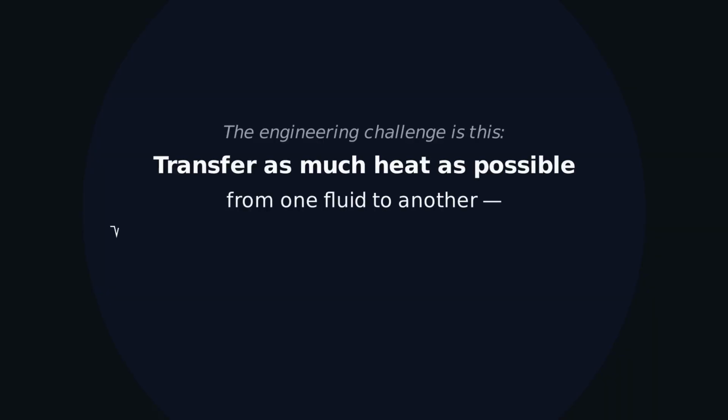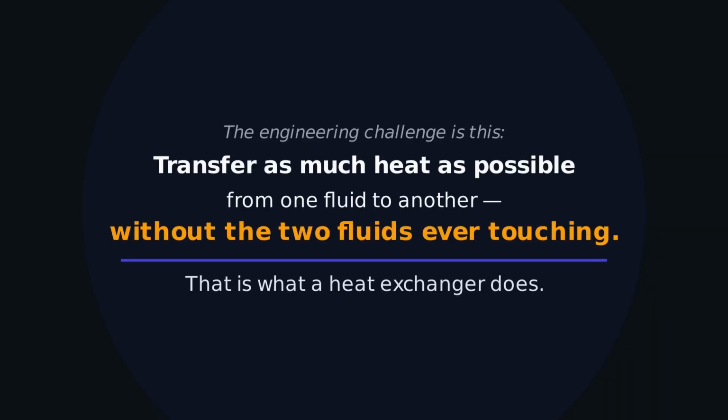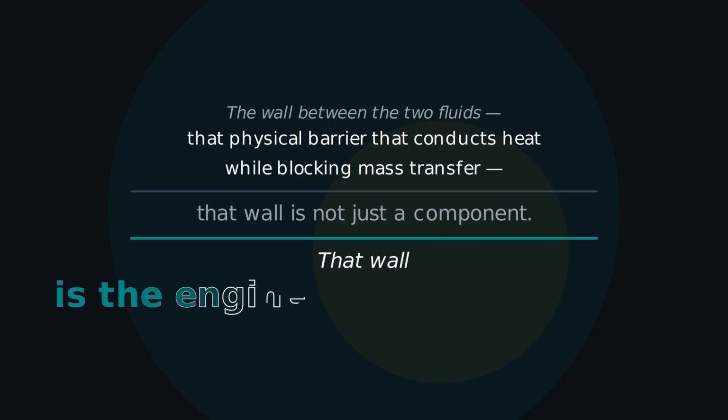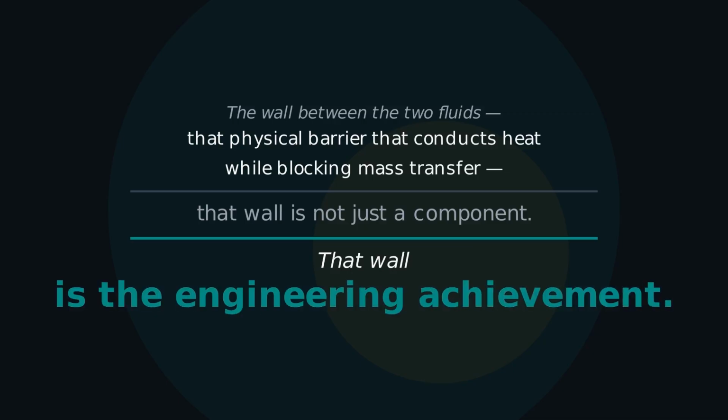The engineering challenge is this: transfer as much heat as possible from one fluid to another without the two fluids ever touching. That is what a heat exchanger does. And the wall between the two fluids, that physical barrier that conducts heat while blocking mass transfer, that wall is not just a component. That wall is the engineering achievement.